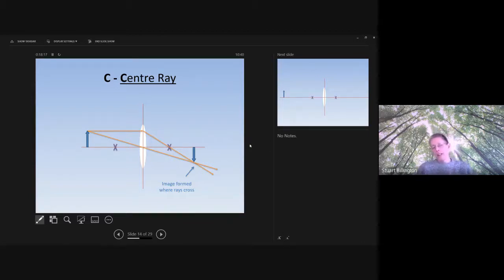Okay, I need you to do the same for the next two diagrams as well. So they're all going to look pretty much the same, but the image arrow is going to be in slightly different places and slightly different sizes. But I need you to play the same game.